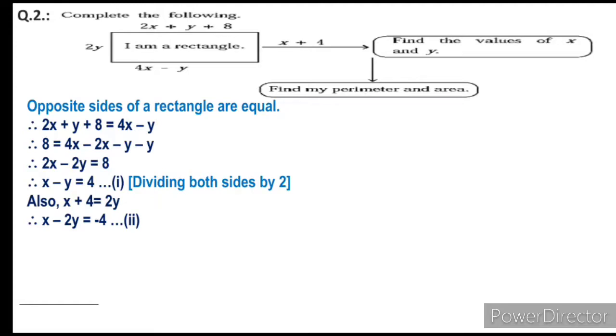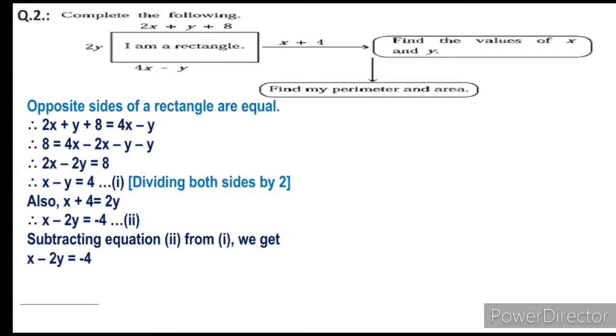So now you know how to solve the equations to get the values of x and y. You will see x in both the equations has a coefficient 1, so we can eliminate it, as the sign is the same, plus in both equations of x. We can subtract both equations. Subtracting equation 2 from 1, we'll write both equations: x minus 2y equal to minus 4, x minus y equal to 4. When we subtract equations, the signs change. Plus will become minus, minus will become plus, and plus will become minus.